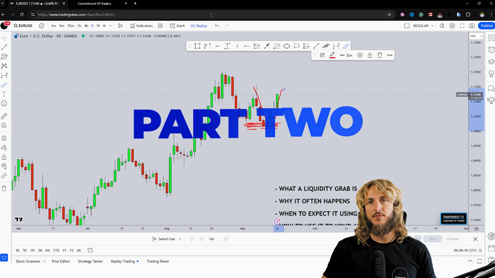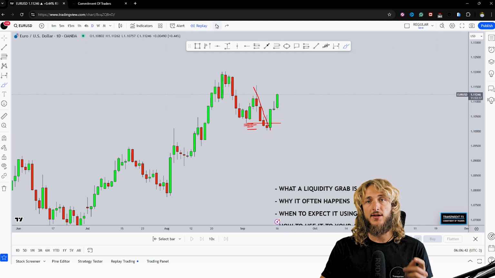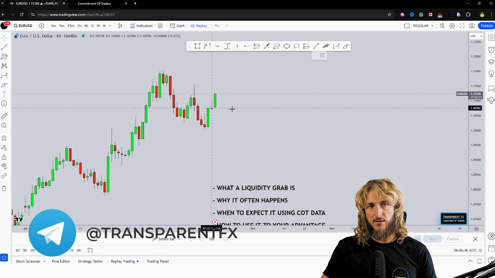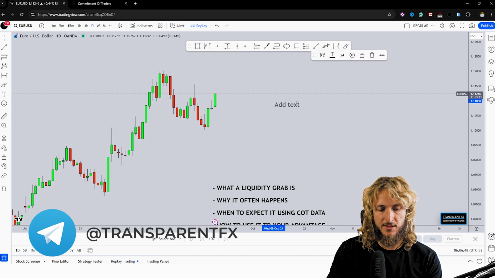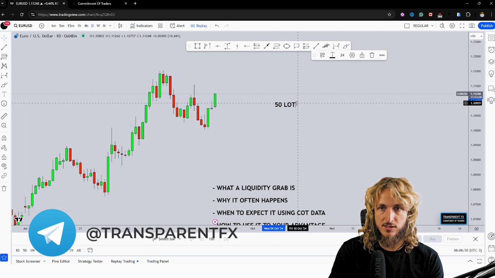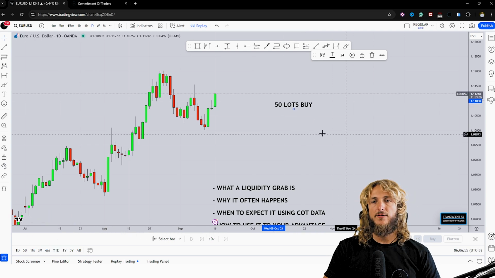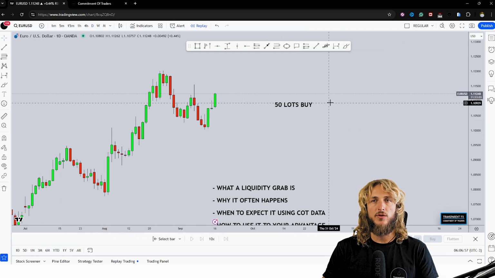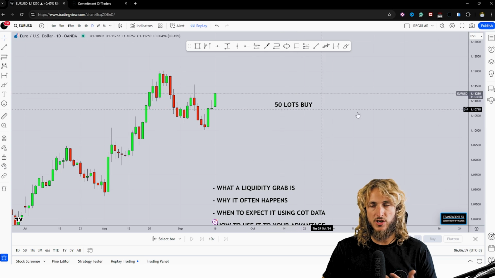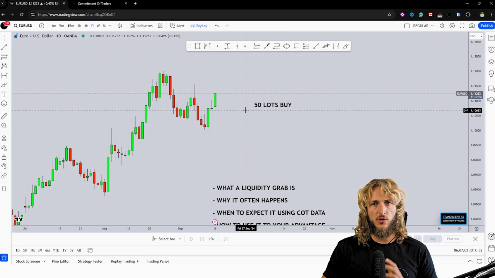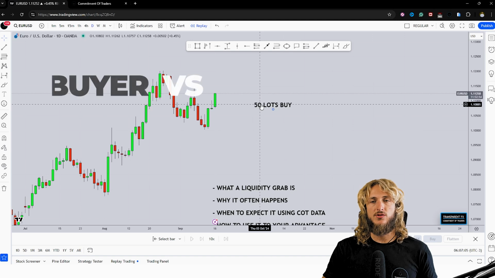Liquidity grabs happen because in the market, for every buyer, there needs to be a seller, and for every seller, there needs to be a buyer. So let's say, for example, you are an institution that needs to buy 50 lots of Euro USD. So you have a 50 lots buy order that you need to fill. Obviously, it's usually much higher than this. I took 50 lots just as a reference. So let's say an institution needs to buy 50 lots.